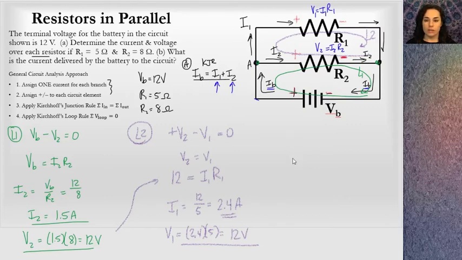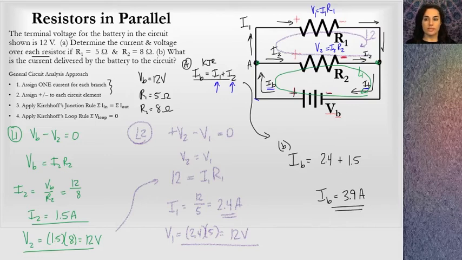If we want to find the current delivered by the battery, well, that's easy. I battery equals I1 plus I2. We already figured that out. So I have I1, which is 2.4, and I would add on I2, which is 1.5, and so the current being delivered by the battery to the circuit is 3.9 amps. Okay, so that's the last part there.